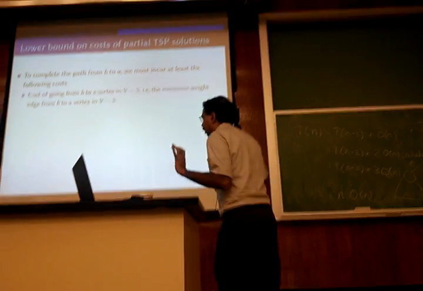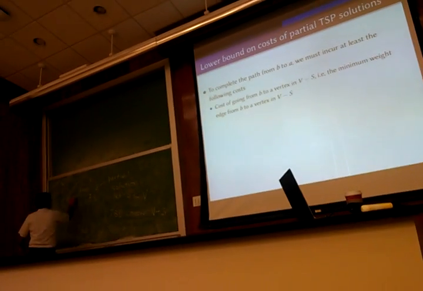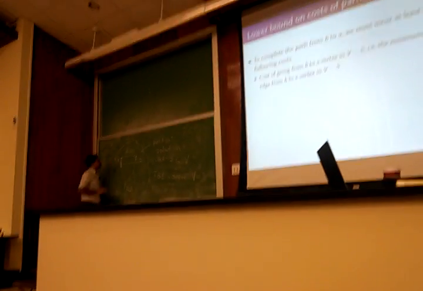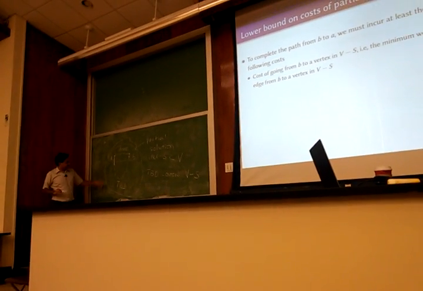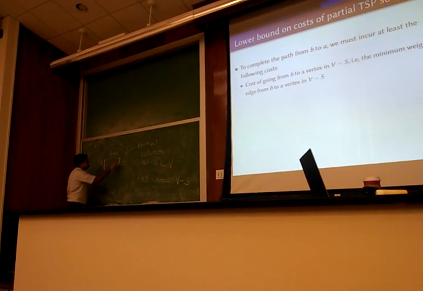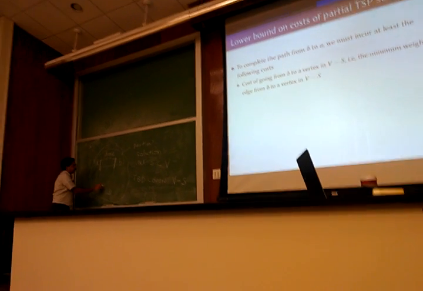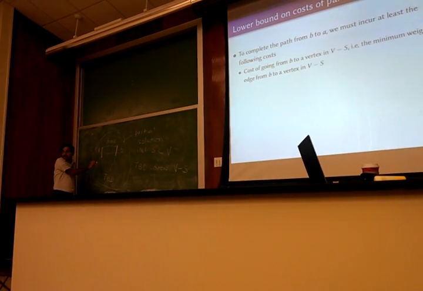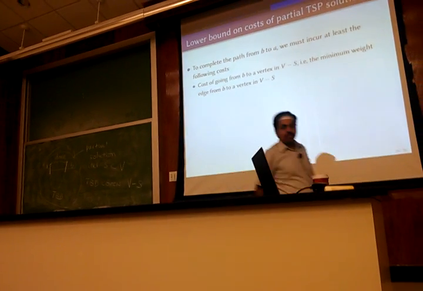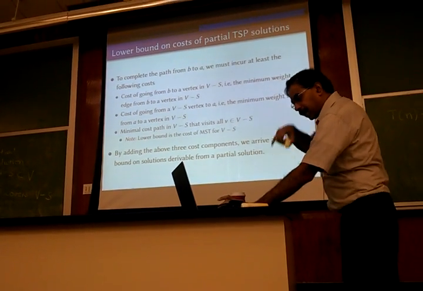So we have this path, right? So from A to B. So we need an edge that goes from A back into this part, right? And we need an edge from B going back into this part. And then we need a path that connects up everything else, right? So those are the three components. And then we can do a bound on each of them. Okay?